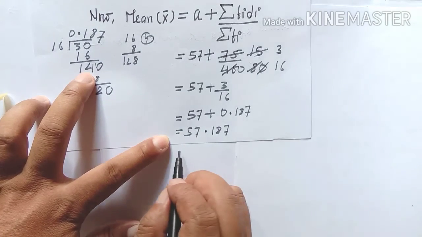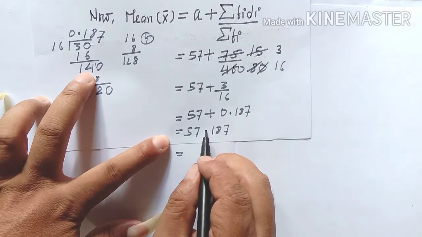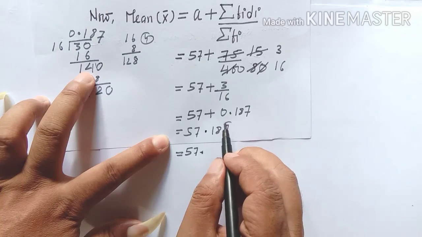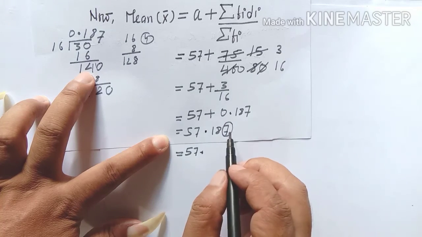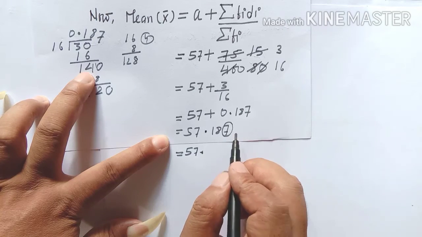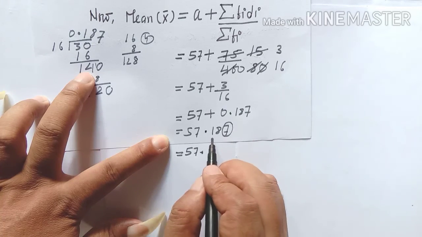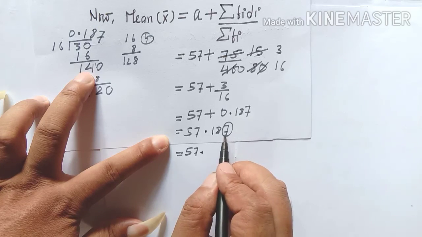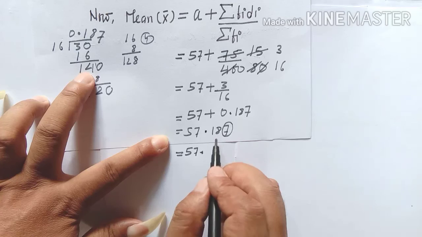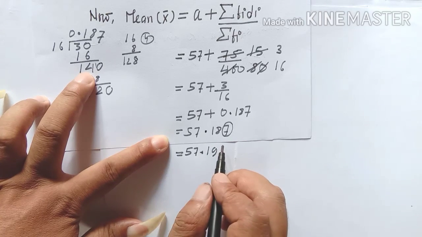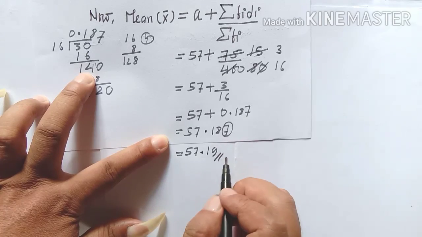57.187. Now you'll have to take only 2 places of decimal, 57 point. For that case, you'll have to refer to this place. 7 is greater than 5. If the third digit is more than 5, then what we do, we add 1 to this place. So since here 7 is greater than 5, so add here 1. So we take the successor of this number, which is equal to 19. That is the mean value.